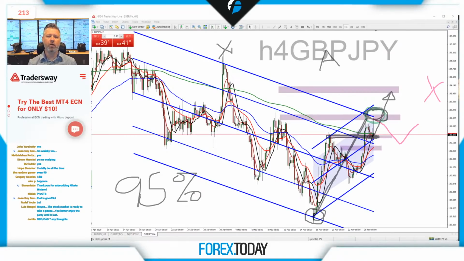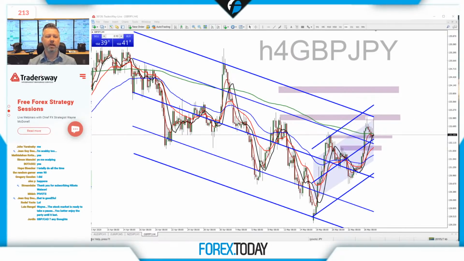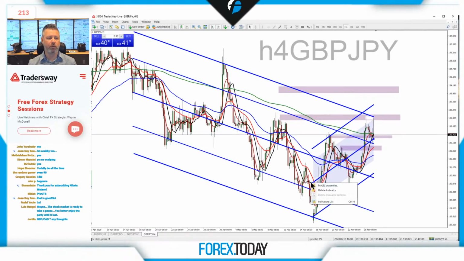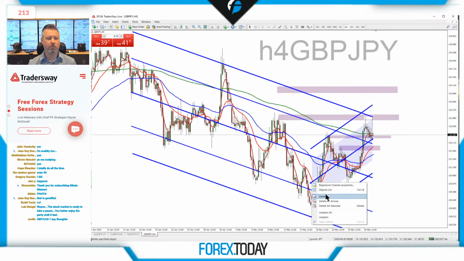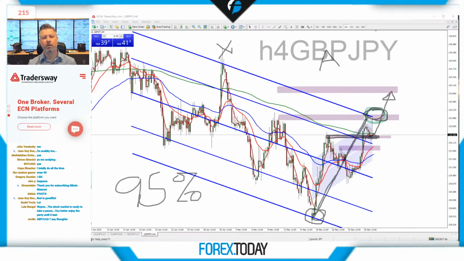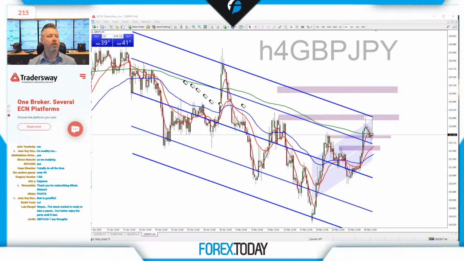So we need to know, and what we don't know, but what we need to know, is this move here, the shorter term move, relevant at all? And of course the other one. Is it relevant at all? Or are we just doing this?